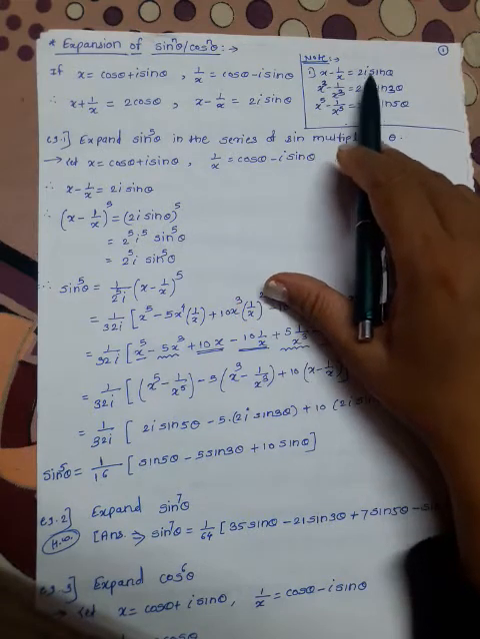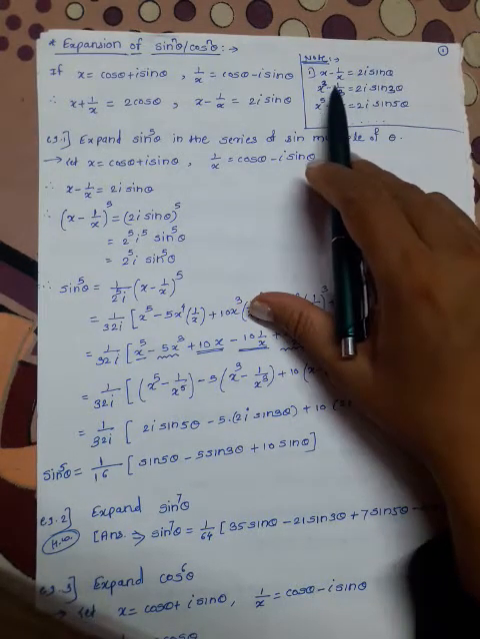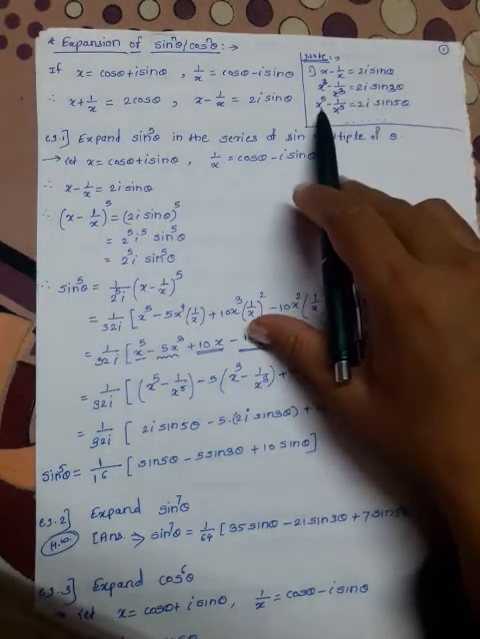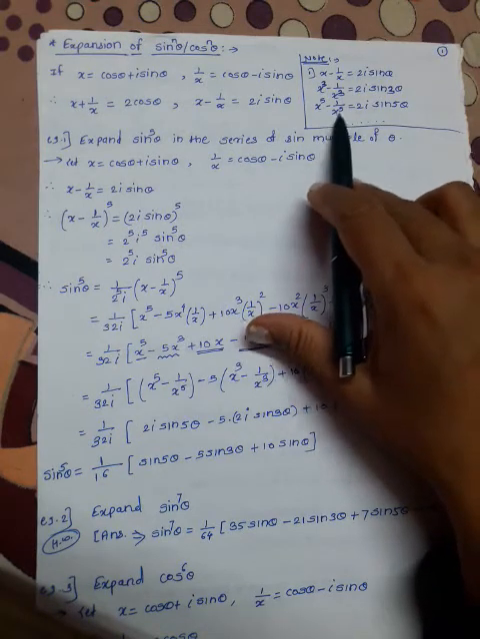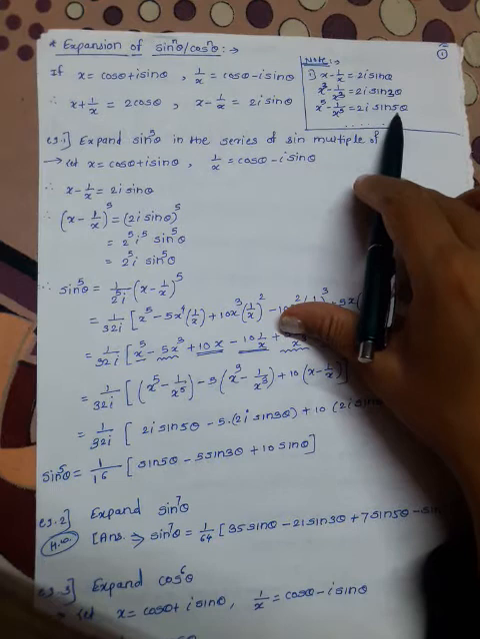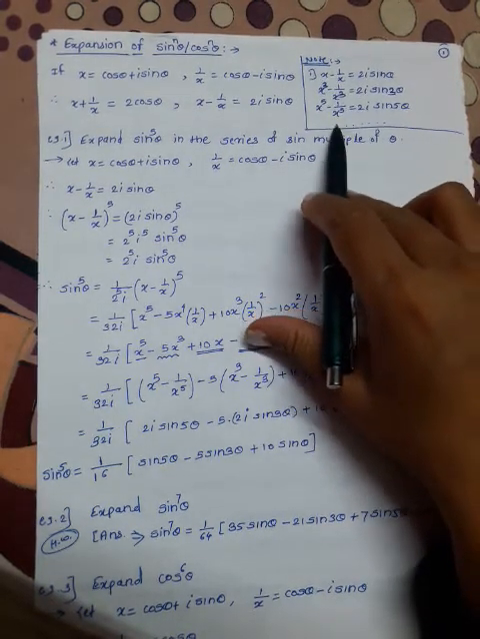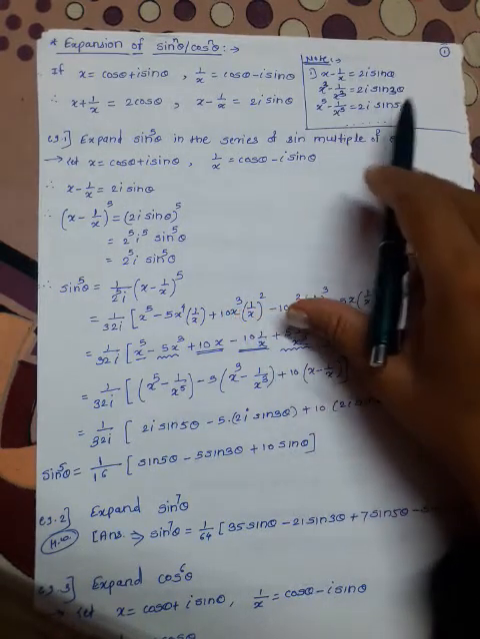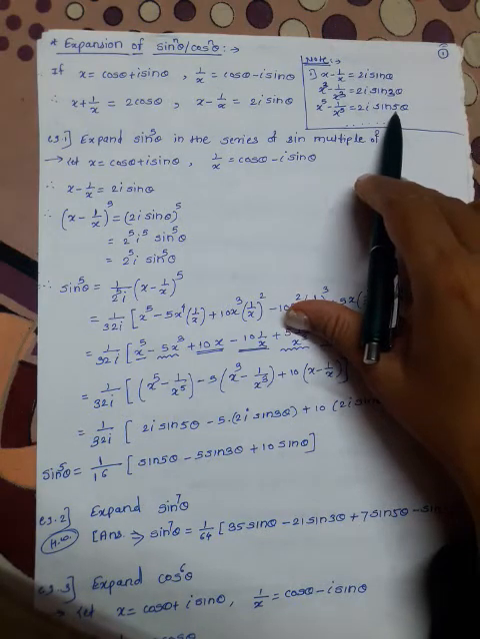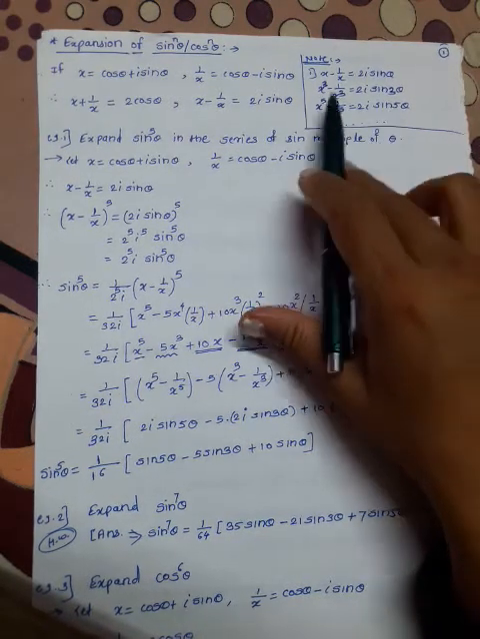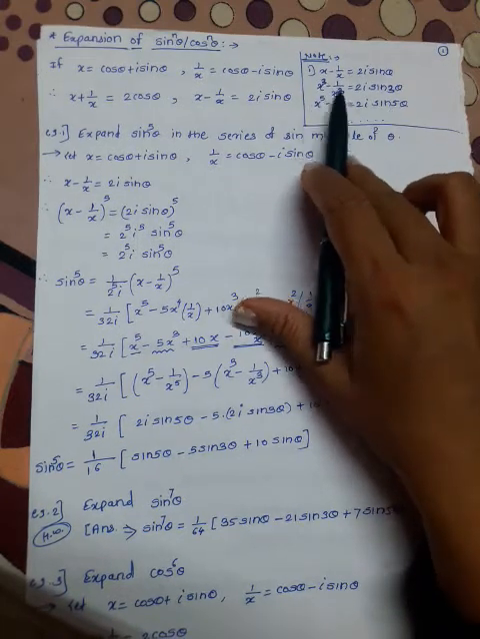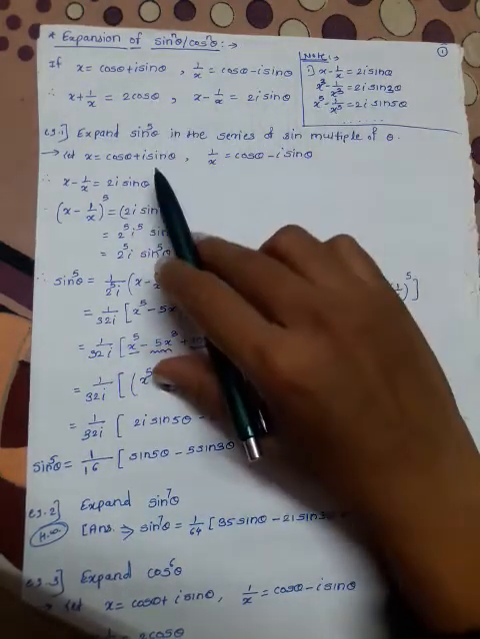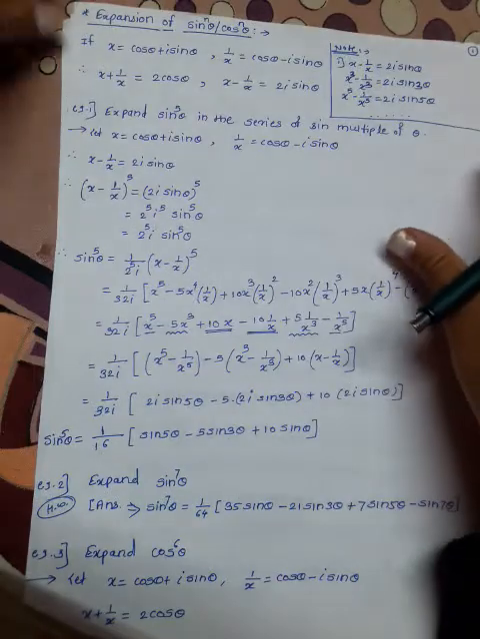Now one more thing. If x minus 1 upon x is 2I sine theta, then x cube minus 1 upon x cube becomes 2I sine 3 theta. Similarly, x raised to 5 minus 1 upon x raised to 5 becomes 2I sine 5 theta. X raised to 7 minus 1 upon x raised to 7 becomes 2I sine 7 theta. Whatever the power of x is, that will be the multiple angle of theta in the sine. These are the formulas we need in the examples.